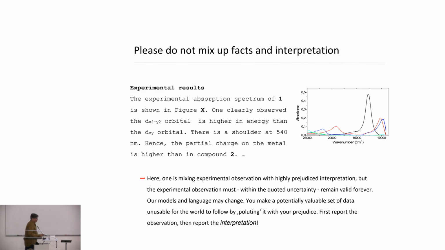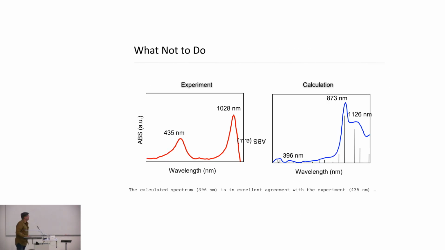Oh, sorry. That should have popped up here. Okay, the other thing that I see happening all the time is when people have a spectrum measured and one calculated, and then you see statements like this in the paper: the calculated spectrum, 396 nanometers, is in excellent agreement with the experiment, 435 nanometers. Seriously. So the calculated spectrum has something at 396, and the experiment has something at 435. But you cannot possibly claim that this is in good agreement with that.